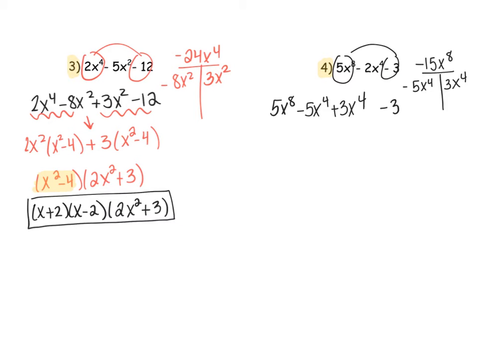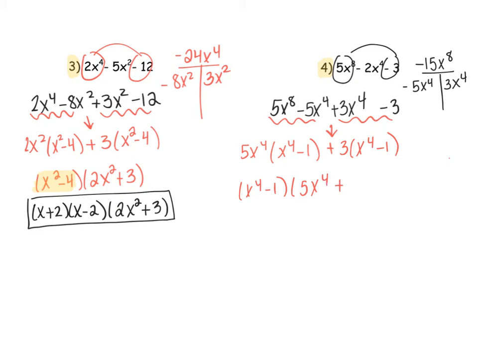And my factor by grouping tells me that I group the first two, group the second two, and bring down the plus. So in the first two terms, I took out 5x to the fourth, and I'm left with x to the fourth minus 1, because anything divided by itself is 1. And then in my second two terms, I took out a GCF of 3, and I'm left with x to the fourth minus 1. And then the x to the fourth minus 1 is my GCF, and I'm left with 5x to the fourth plus 3.